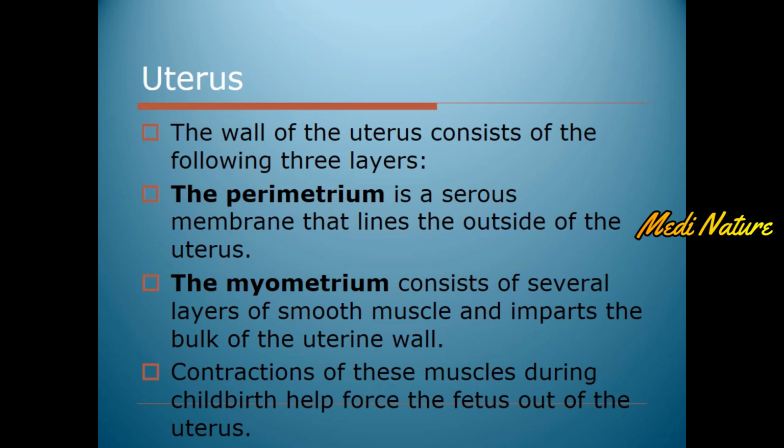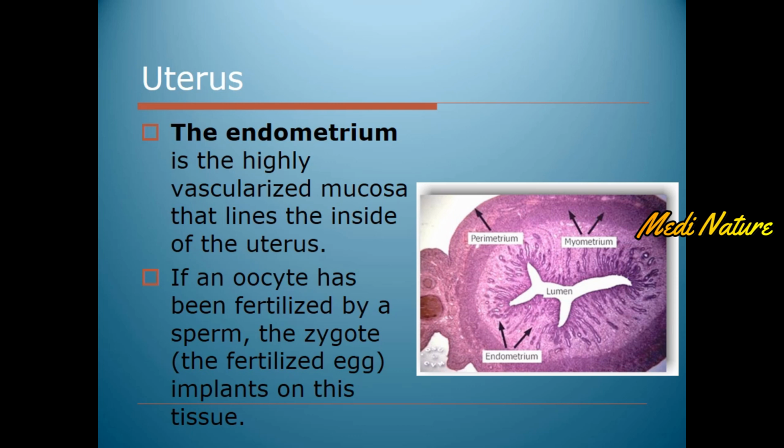uterus. The innermost layer of the uterine wall is the endometrium. It is a highly vascularized mucosa which lines the inside of the uterus. If there is a fertilized oocyte, or zygote, then the zygote implants within this tissue layer.